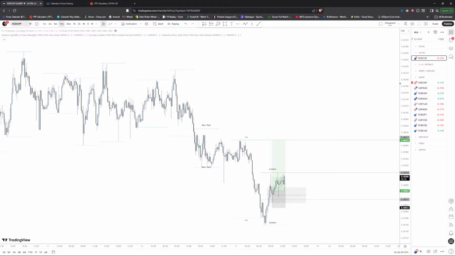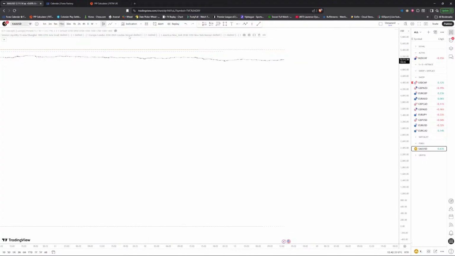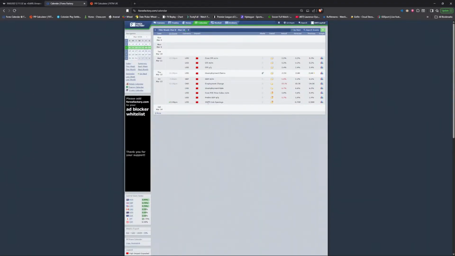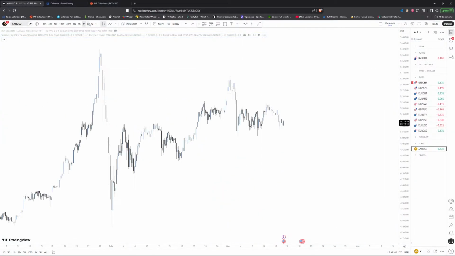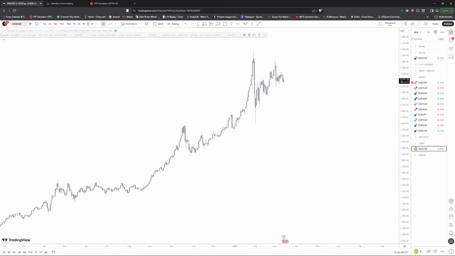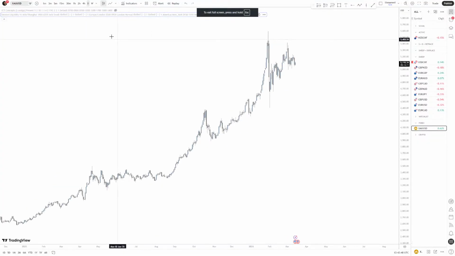XAUUSD buys. Well, for gold, I'll be honest, I'd wait. Mainly because you have job openings, which is some more red news in about 2 hours. But I'm bullish on the dollar, right? When I'm looking at, let's have a look at gold, right?